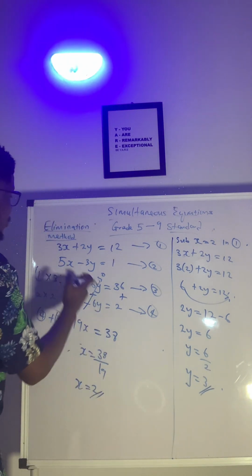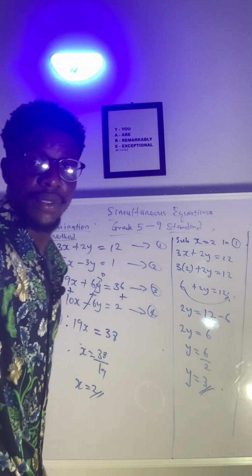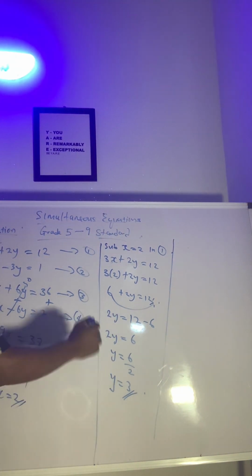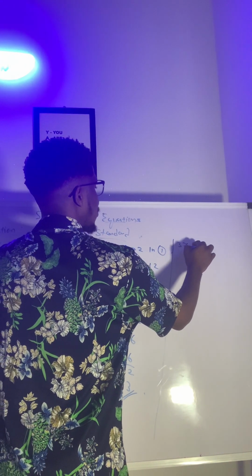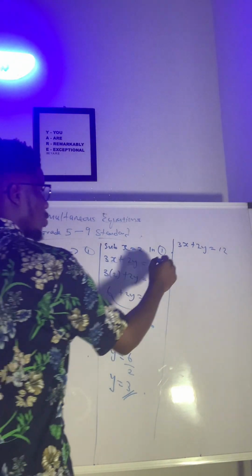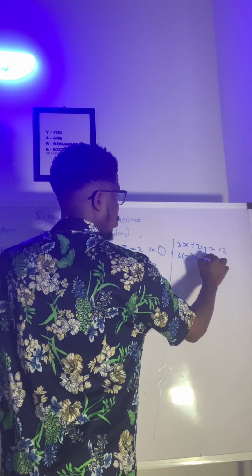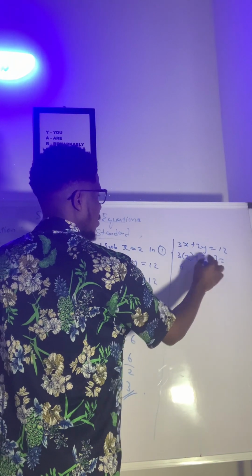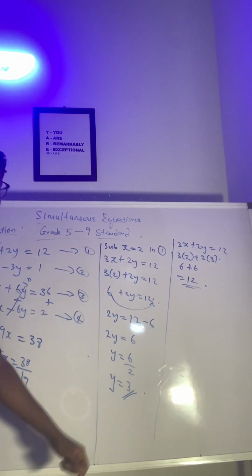To confirm our answer, let's test it a little, to be sure what we have done is correct. Let's put the value of x and y in equation 1. That gives me 3x plus 2y equals 12, right? Where x is 2, you put 2. That will be 3 into 2 plus 2 into 3, since y is 3. So 3 times 2 is 6, 2 times 3 is 6. That's 6 plus 6, which gives us 12. So what we have done is correct.